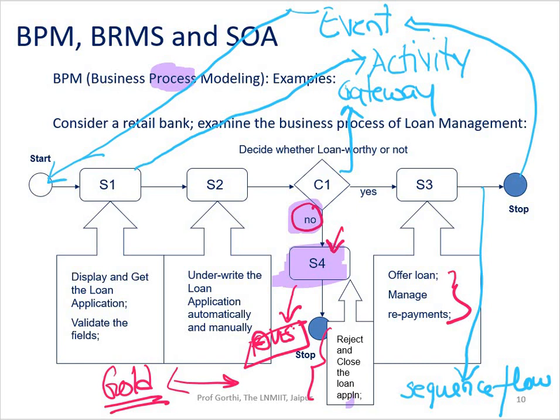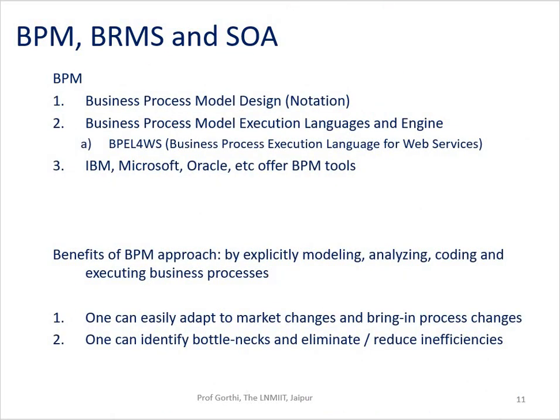The rest, these ones are activities. This is the gateway, and your arrows are for the sequence flow. A very simple notation, very easy to create, very easy to handle. So in case of BPM, I have this business process model design, the notations we are talking about.